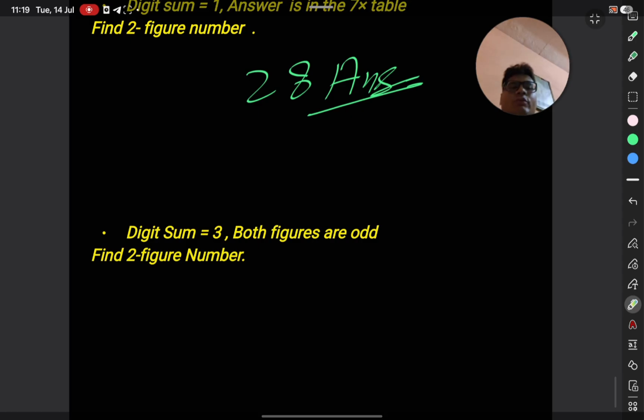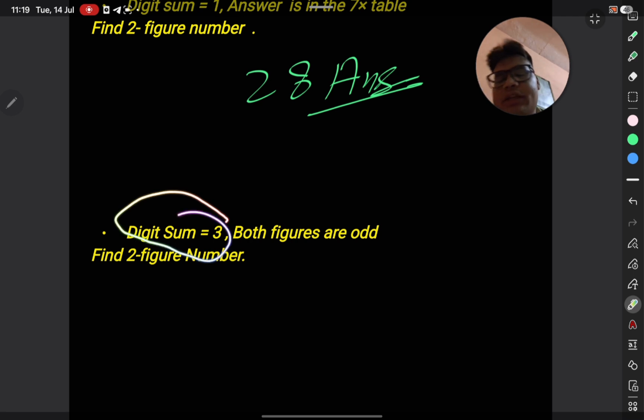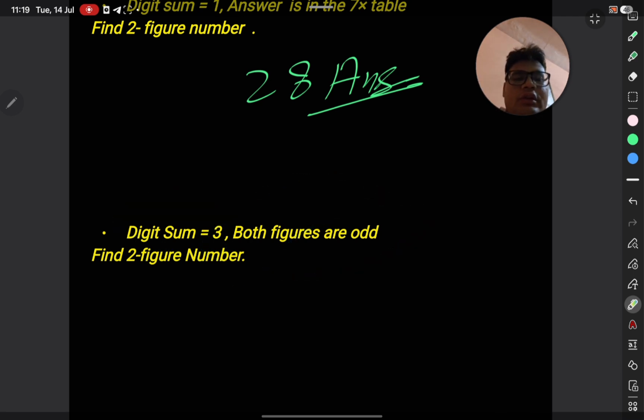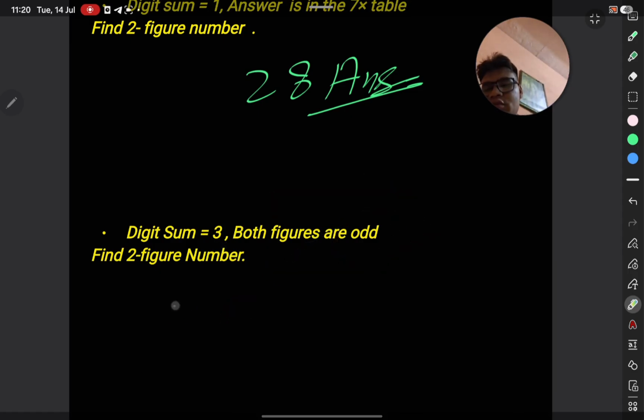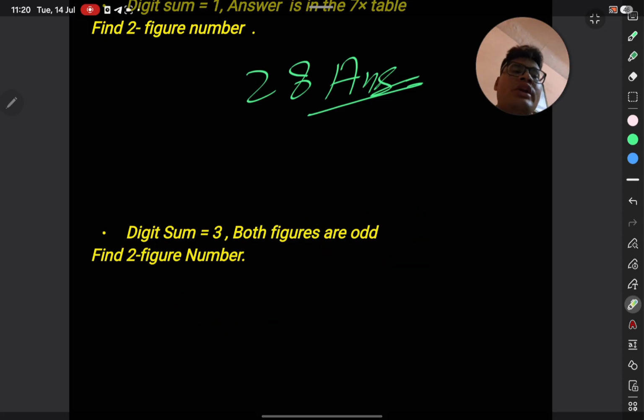Okay, we have to move on to the next question. Here digit sum is 3. What figures are odd? Odd means odd numbers. Odd numbers, you know, 1, 3, those numbers which are not divisible by 2.